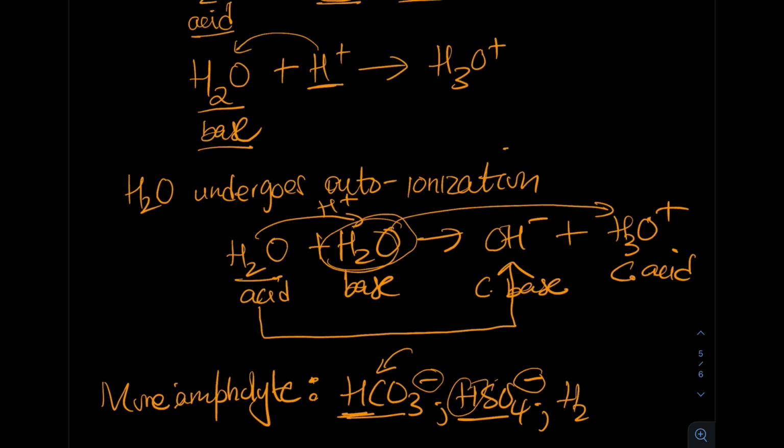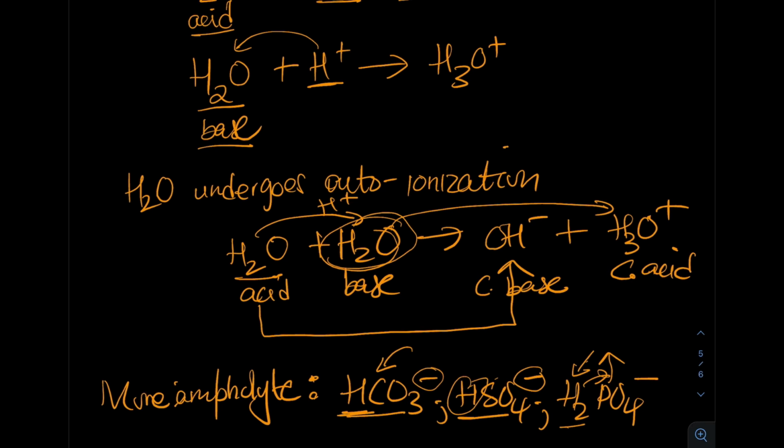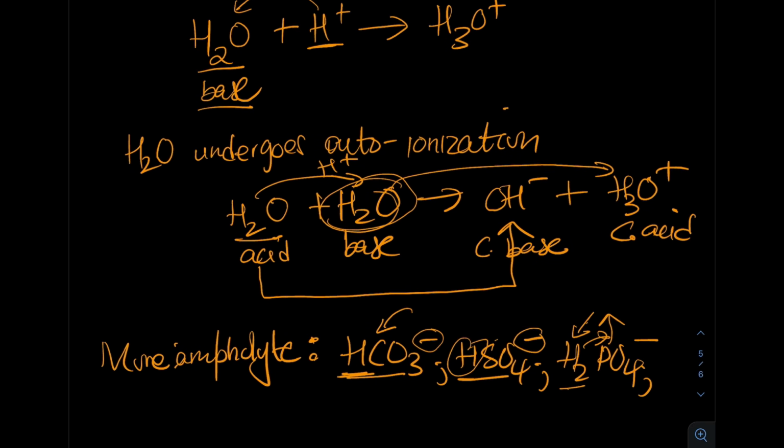Let's look at H2PO4 minus. We know this comes from phosphoric acid, which originally has 3 protons, but now this one has 2. That means it can take a proton or it can still donate protons. And we have another one, HPO4 2 minus. There's a proton that it can donate and there's space for 2 protons. So these substances are ampholytes.